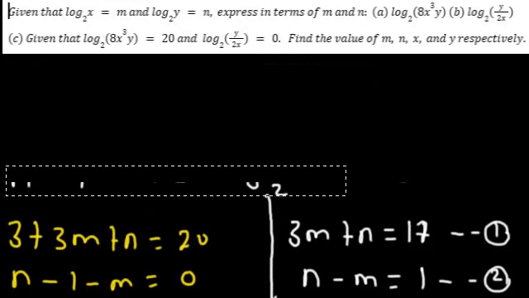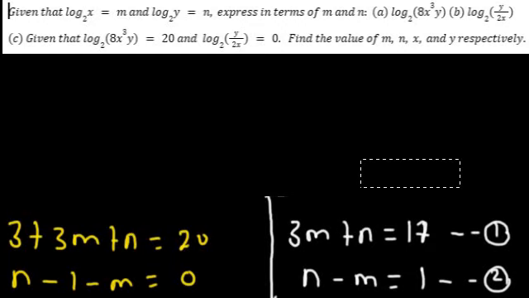By the way, this is actually a simultaneous equation. If you are familiar with any other method, feel free to use any method you think you are good with. So what I'm trying to do is just use the substitution method. I want to make n the subject of formula in equation 2, and to do that I can add m to both sides, and left over I will have n equals 1 plus m.